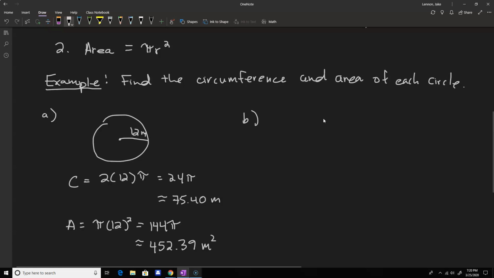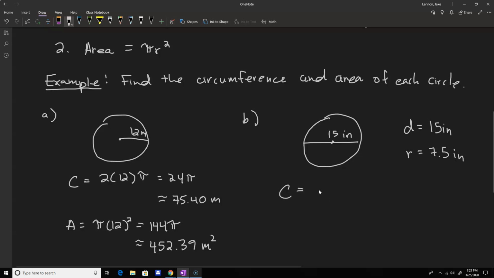All right, let's look at B. So let me give you another circle, but maybe this time I give you the diameter instead of the radius. So let's say we have the diameter of the circle, which is given by 15. So now, if D is equal to 15, that means R is equal to 7.5. Let's say this is inches, so the diameter is 15 inches. So our circumference here is going to be 2 times the radius times pi, which is 15 pi, which if we approximate that, is 47.12 inches.